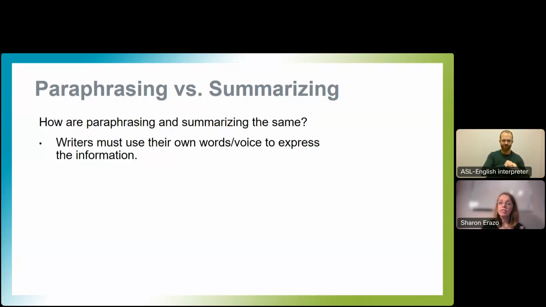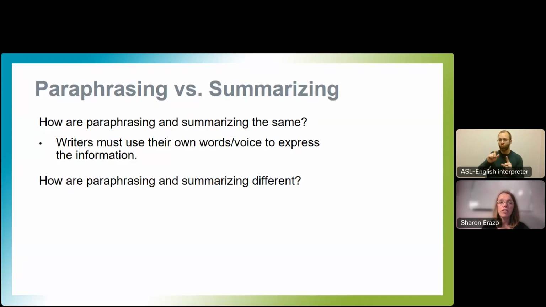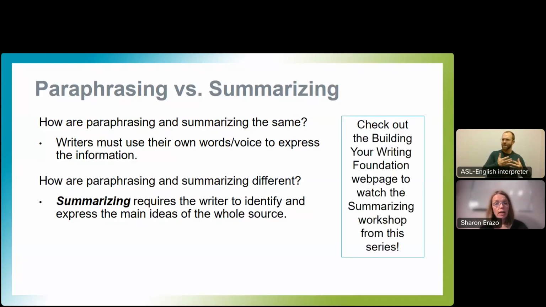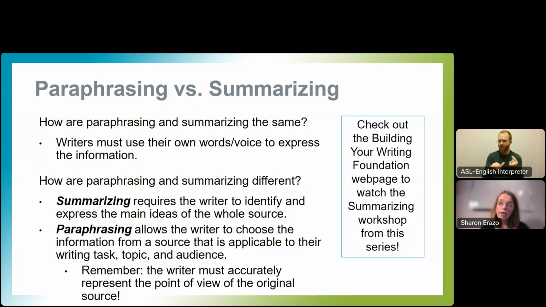So paraphrasing and summarizing are similar in some cases in the sense that we use our own words to express someone else's ideas, express external information, but they're also different. And the main difference between paraphrasing and summarizing is, one, summarizing requires the writer to identify and express the main idea of the whole source. So there, as I said earlier, we did have a workshop on that where we did some illustrations of how that can be done. Paraphrasing, on the other hand, allows the writer to choose the information from a source that's applicable to their writing task, their topic, and audience.